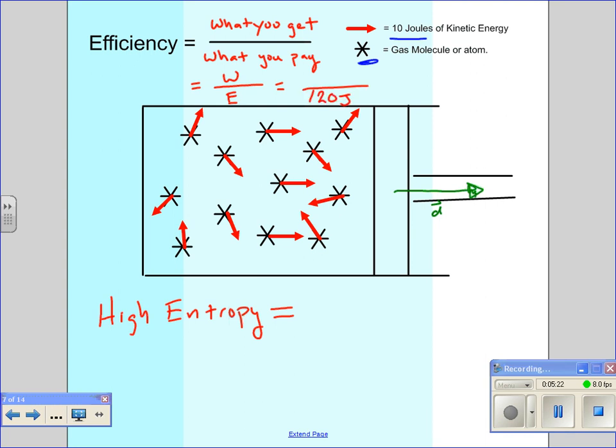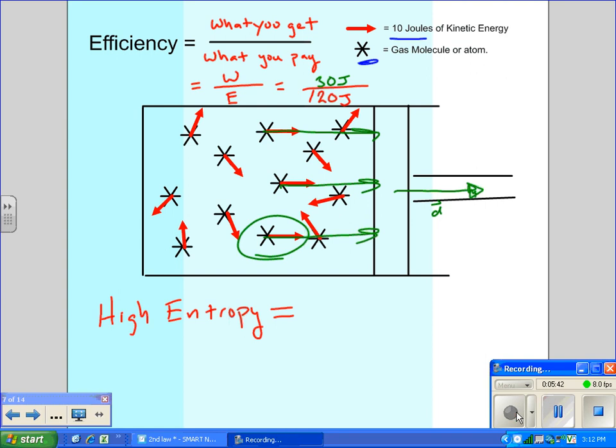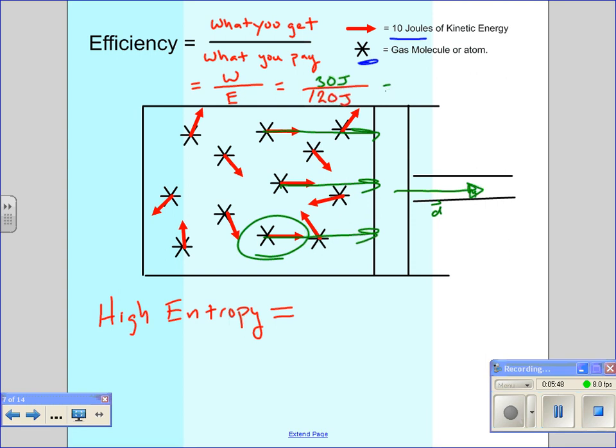Of that, only the particles that are actually going to collide with the piston and move it are going to do useful work for us. So when I look at this, I only see 3 particles, so only 30 joules of work can be done. That means of the 120 joules of energy that was available to us, only 25%, or 0.25, was able to do work. We have a 25% efficiency. That's relatively low compared to what we're going to look at next. So high entropy is associated with low efficiency.